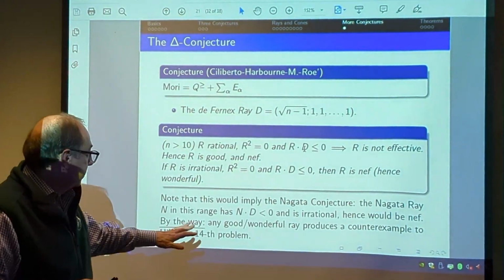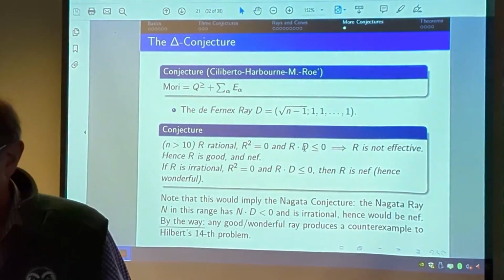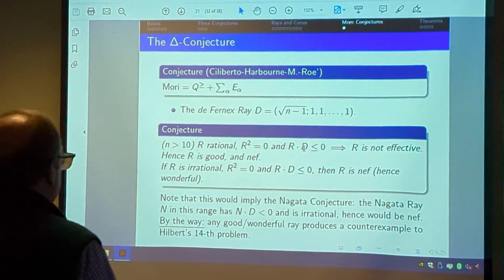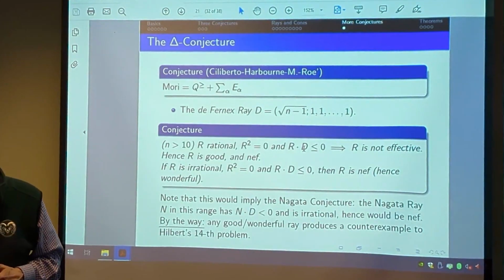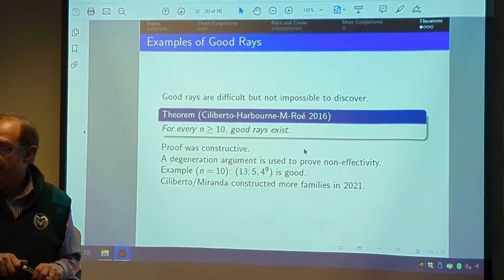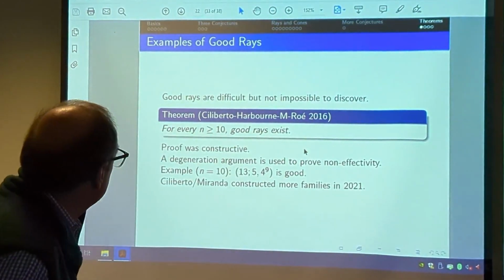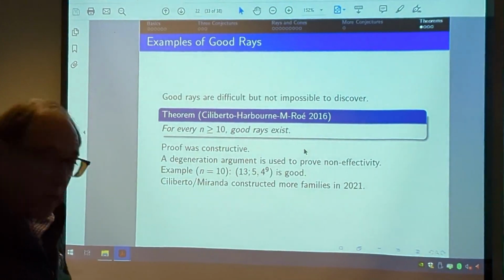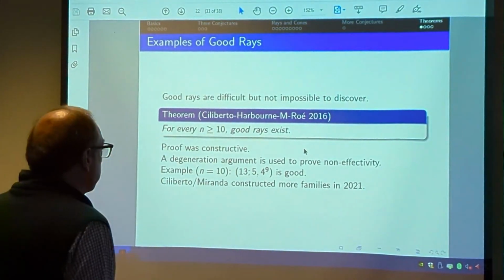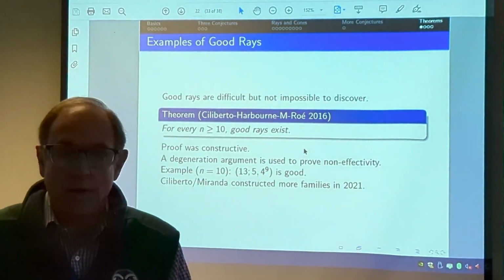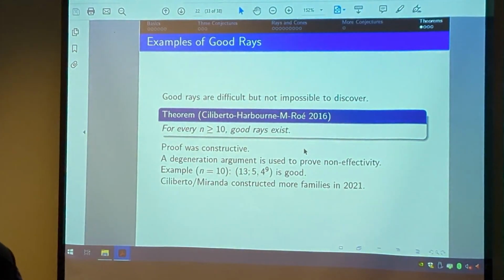And by the way, any good ray or any wonderful ray would give another proof of Nagata's counterexample to Hilbert's 14th problem, a counterexample to finite generation of the ring of invariants. So all of these are the same proof. Now, good rays are hard to find, but we found some about 5 years ago. We actually wrote down some degrees and multiplicities and proved by brute force that there was no curve in that class or in any multiple of that class.